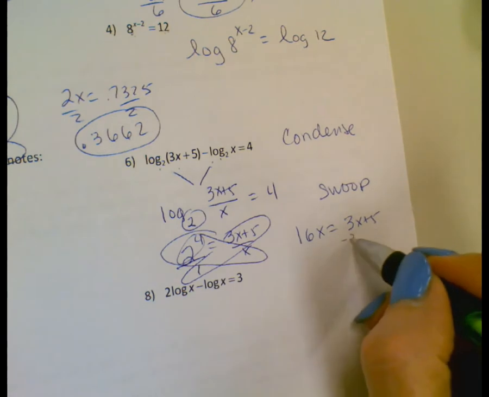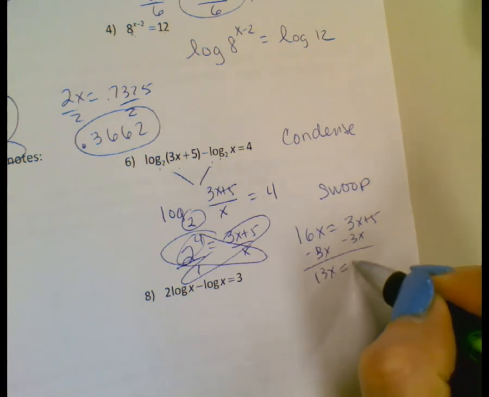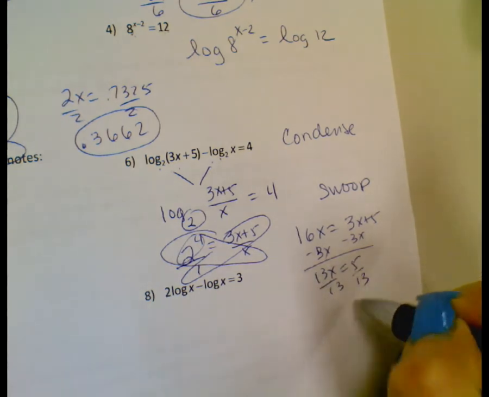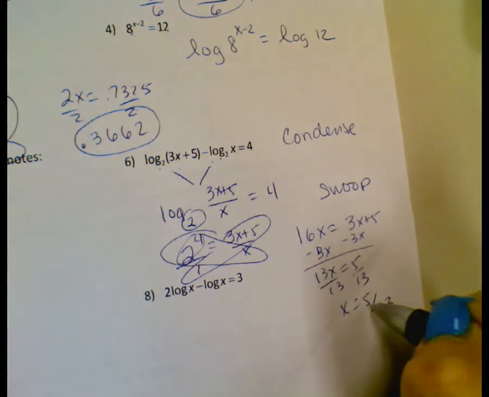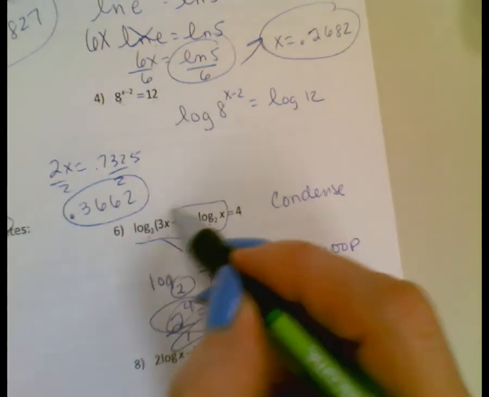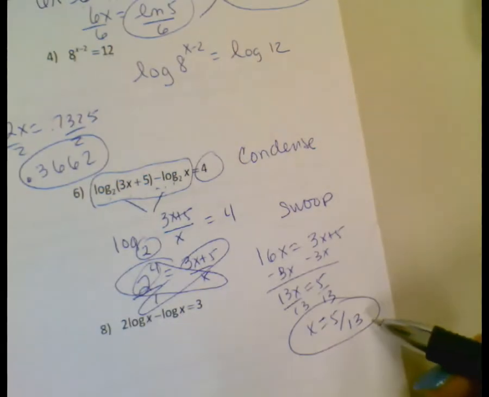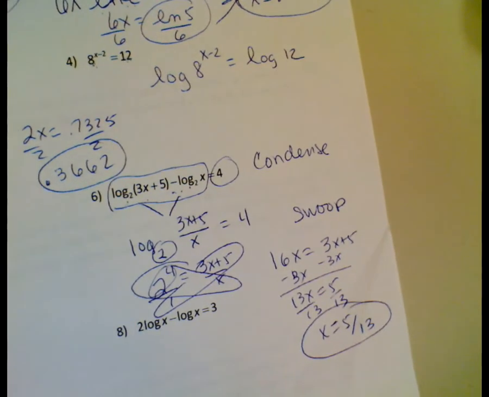And then you want to get all your x's on one side. And x is 5/13. Again, try that on the calculator if you don't like doing all that work. Put that on the left side, put that on the right side, and then 5/13 is a decimal. I'm not sure what it is, but you get the same answer.